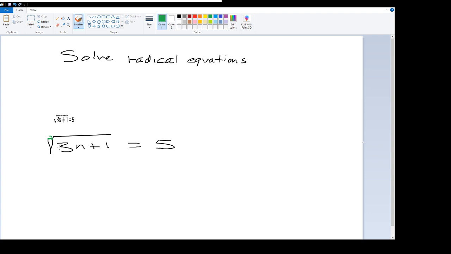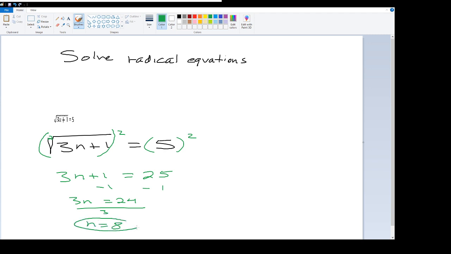So just like before, when I had to get rid of an exponent of 2, I would square root it. Well, now I'm going to do the opposite. I'm going to raise everything to the second degree. And this exponent of 2 will get rid of that square root. So we get 3n plus 1 is equal to 25. Well, from here, I solve for n: minus 1, 3n is equal to 24. Divide by 3, n is equal to 8.